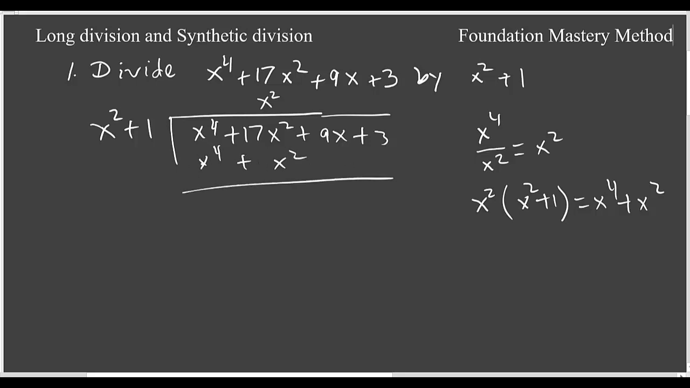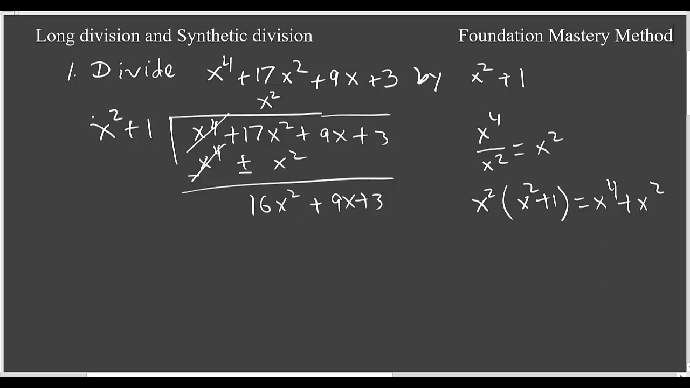Next we need to subtract. I always try to keep the negative sign because you want to subtract. This will cancel out, and always it will. Now 17x squared minus 1x squared will give you 16x squared plus 9x plus 3. You can pull all of them here.